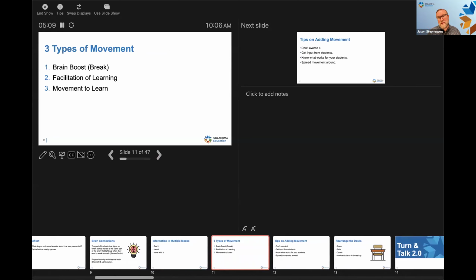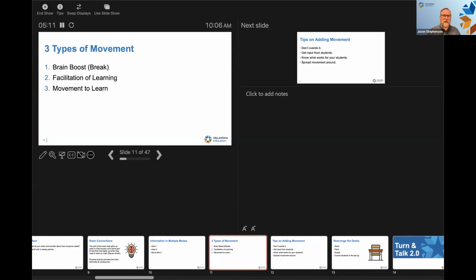So there's three types of movement, and I was in a couple trainings this summer for this workshop to make sure I understood a little bit more about movement.